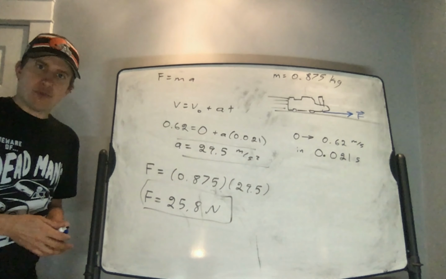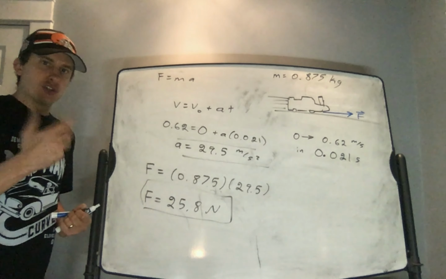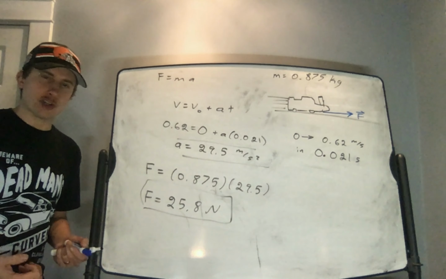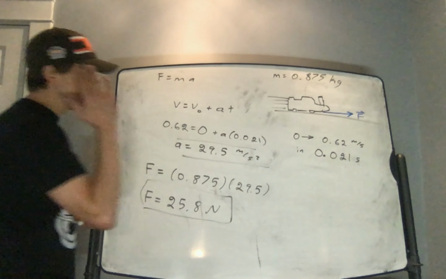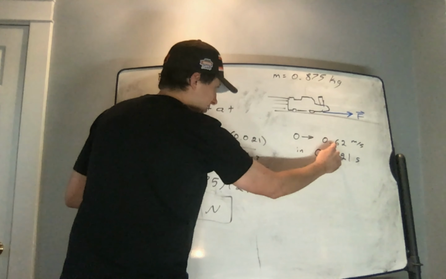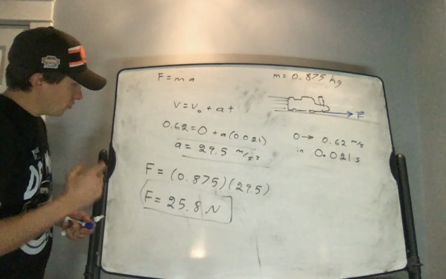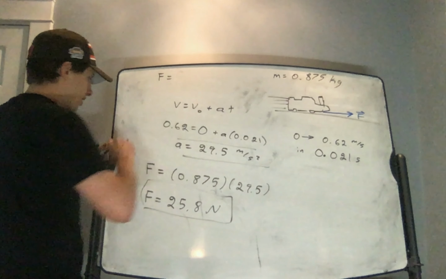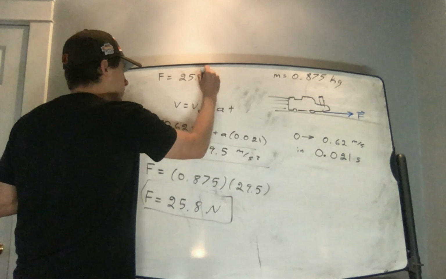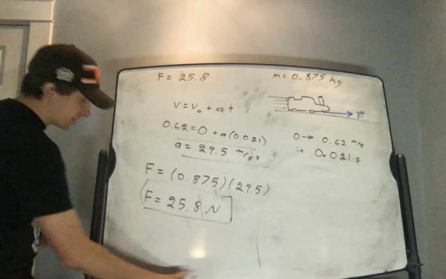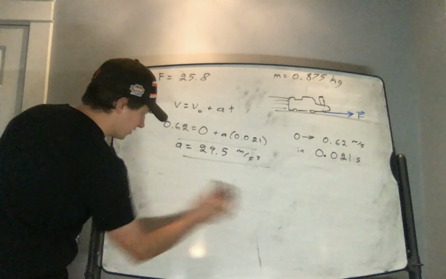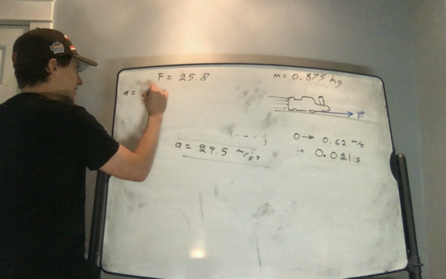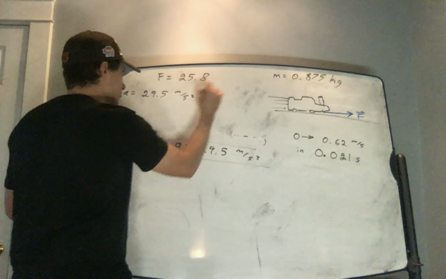In the next part of this problem, we are asked what is the work done on the train by the motor. So, in other words, we are basically asking how much kinetic energy does the train's motor give to the train when the train goes through this interval of time. So to draw that out, we will keep the force of 25.8 newtons. I'll just write it up here. And I'm also going to write down the acceleration. We will use that in a bit in this problem. So the acceleration we found was 29.5 meters per second squared.